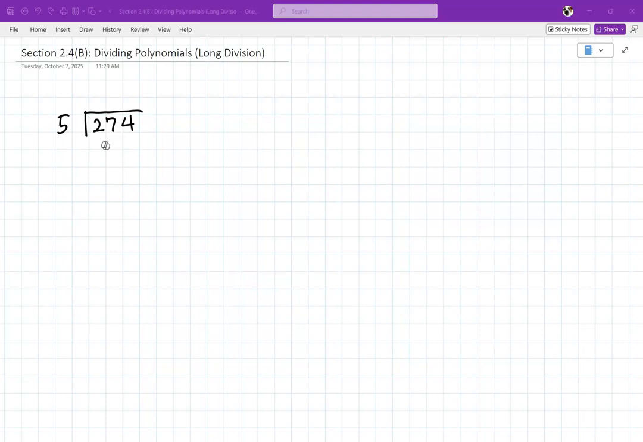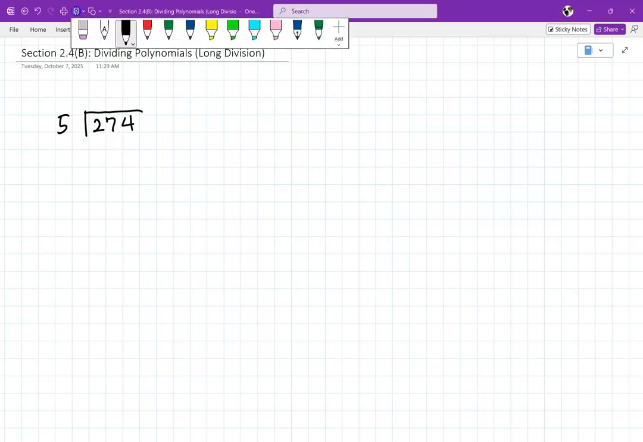5 into 274, okay? So the way you did this in 3rd, 4th grade, you said, okay, does 5 go into 2? And you'd be like, well, no, it doesn't go into 2. Okay, then does 5 go into 27? Yes, it does. How many times? We would say 5 times. So this is the way it would look.